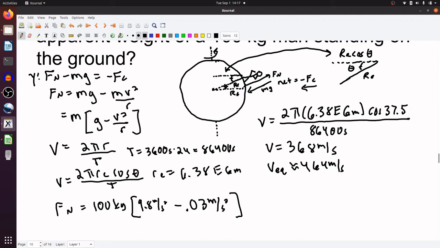So let's figure out what the actual answer is. Let's say 9.8 minus 0.03. And that gives me, with 100 kilograms, around 977 newtons. Without it, we'd be around 980. So it's less than an even pound, since there are 4.4 newtons in a pound. But there is a slight variance in your metric weight or your apparent weight due to the rotation of the Earth.